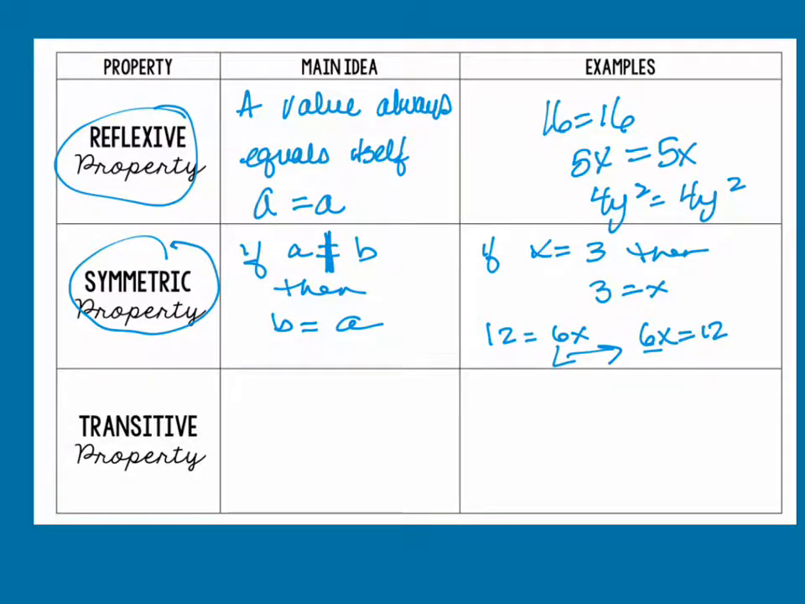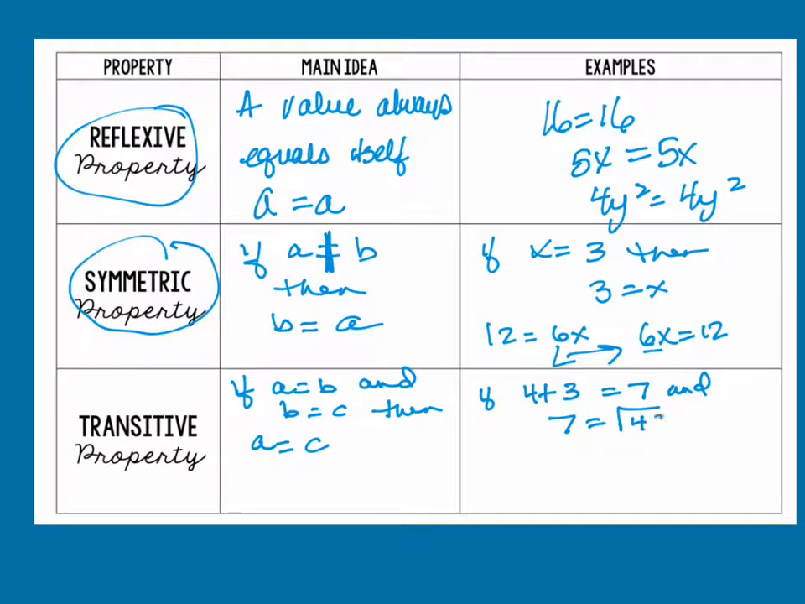And the transitive is the one that involves three things. It says if a equals b, and b equals another number c, then logically a equals c. And that's the transitive property. So if 4 plus 3 equals 7, and 7 is the square root of 49, then 4 plus 3 equals the square root of 49. So you eliminate the middleman there in the transitive property. All right, so those are the properties.